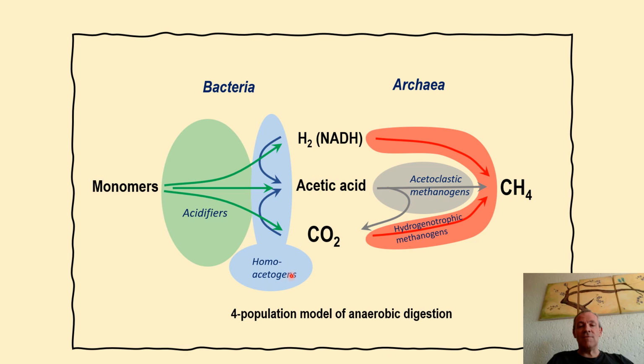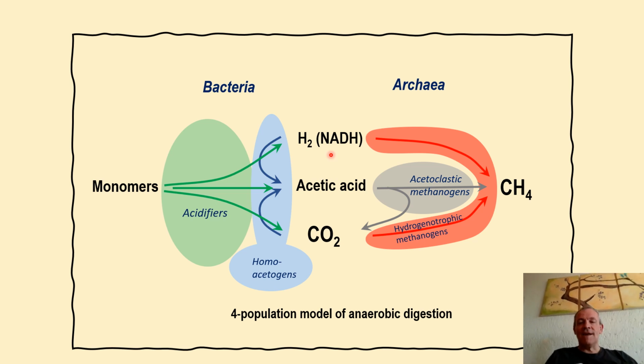Then there's an interesting, we haven't discussed this in CBI, but there's a type of acetogen referred to as the homoacetogens that uses hydrogen and CO2 to produce acetic acid. Okay, they are in a sense competing with the hydrogenotrophic methanogens, which also use the same substrate, hydrogen and CO2, to make methane. Okay.